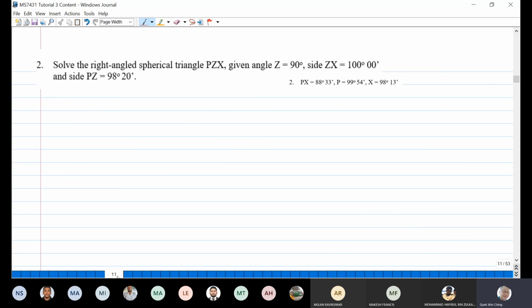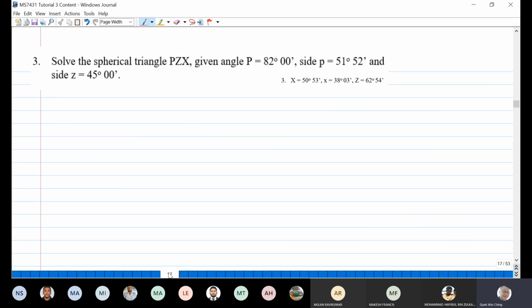All right, it's very similar, right angle triangle. So question 3 I want to do for you. Question 3 I'll do for you, right? So I'm going to go for question 3 now. Okay, question 3 I'll do for you, and then question 4 you do it yourself for me, right? Okay, why is question 3 so special? This one is a lot of work here. So solve a spherical triangle PZX here.